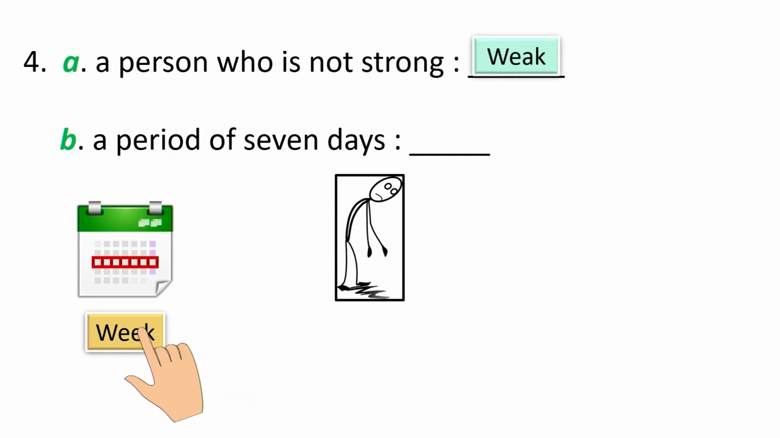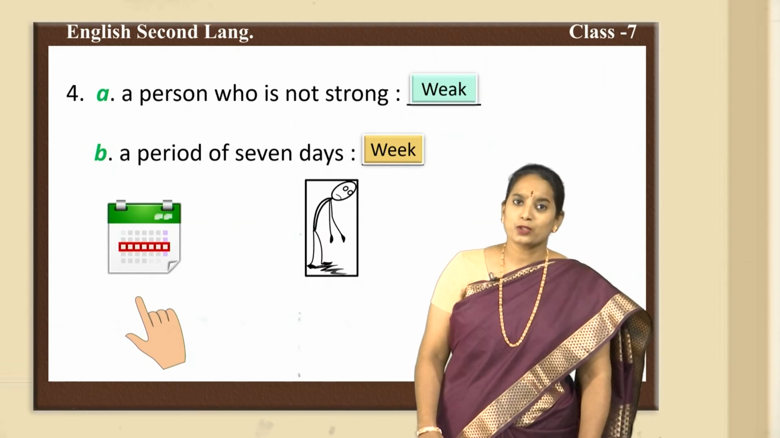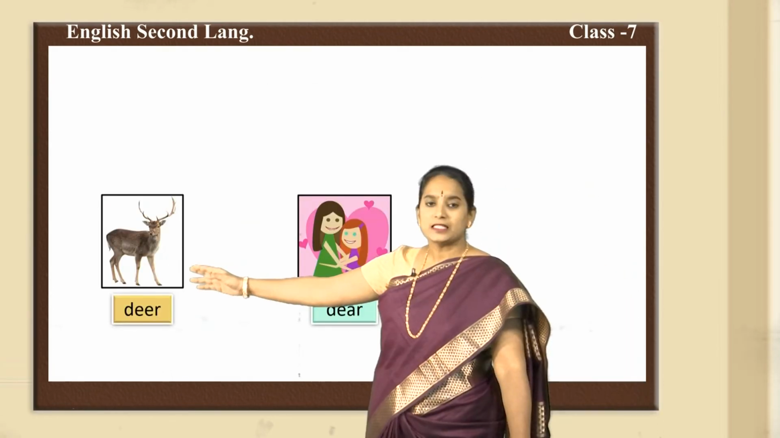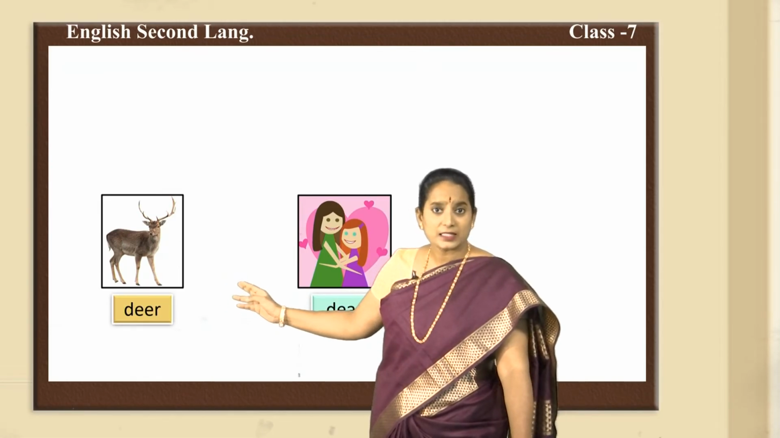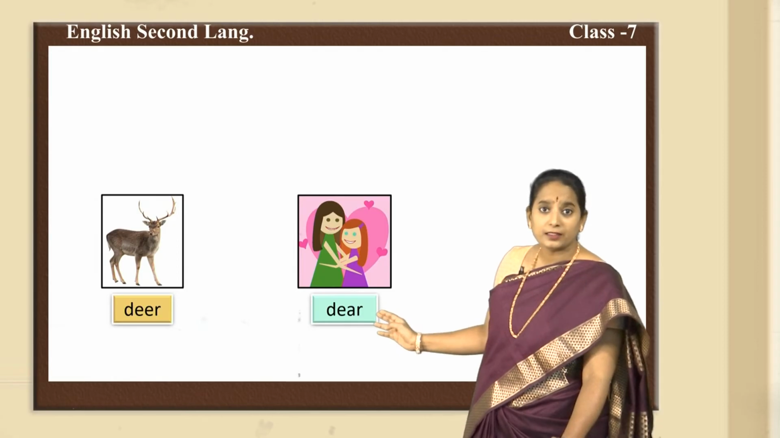The next question, B, a period of 7 days. Yes, you are right. It is W-E-E-K, week. Let's look at our next question. Here are your clues, D-E-E-R, deer, and D-E-A-R, dear.